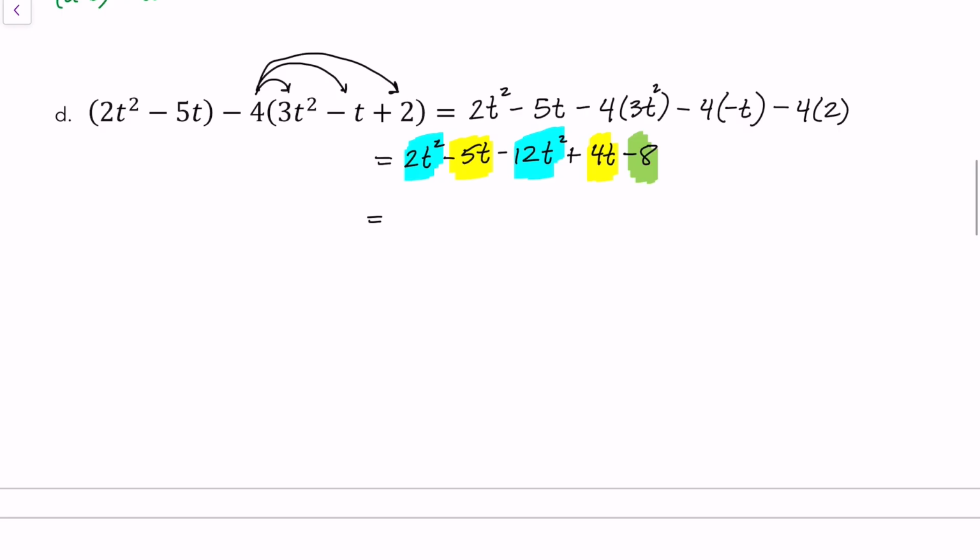So if we do the blue ones first, 2 minus 12t squared, that is the same as negative 10t squared. This corresponds to the blue ones. Minus 5t plus 4t is the same as negative t. And this corresponds to the yellow one. And then the minus 8, that is kind of by itself. So we don't do anything with it. Okay. So this is the solution. Negative 10t squared minus t minus 8. Okay.